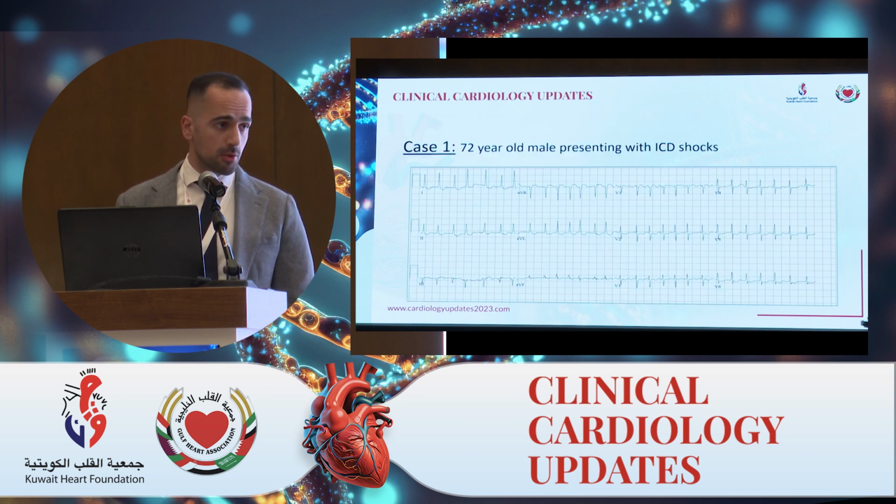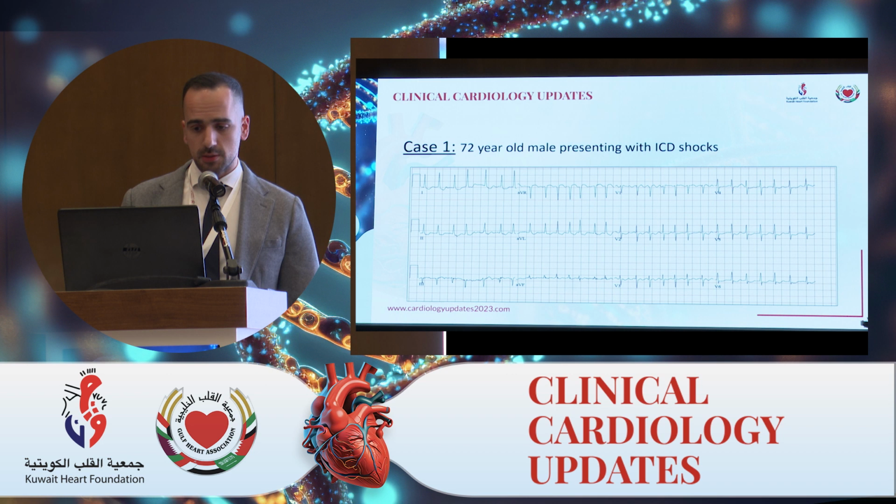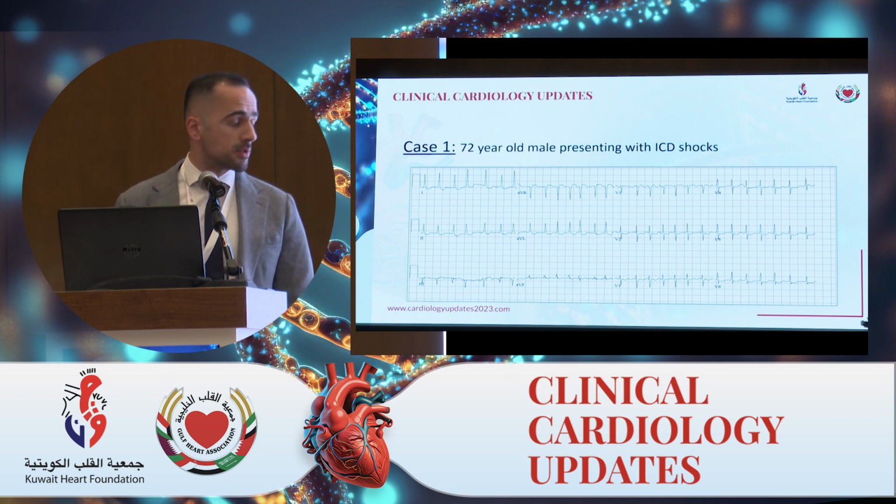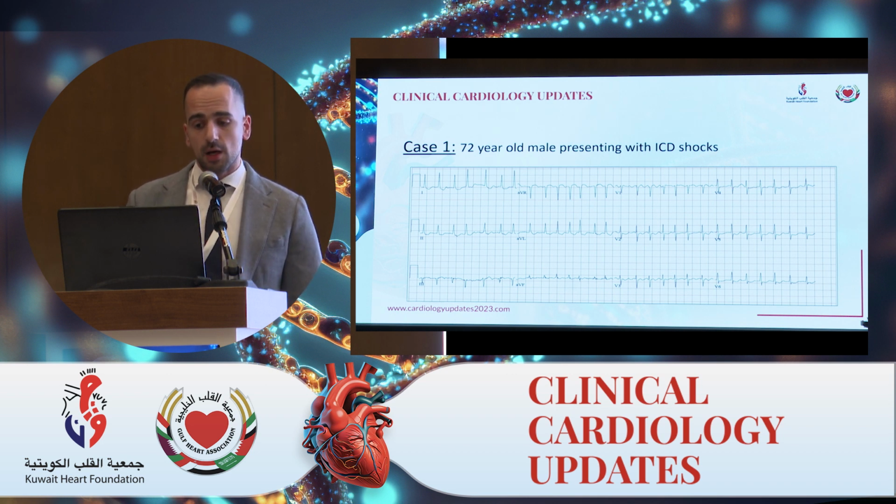And now I'm just going to go over a few cases just to hit on a few concepts. This is just what we're talking about. Patient comes to you with ICD shocks. So looking at his ECG, you can tell he's not in a wide QRS tachycardia. It's narrow, it's irregular, there's no P waves. You would not be faulted for immediately saying this is atrial fibrillation with a rapid ventricular rate.